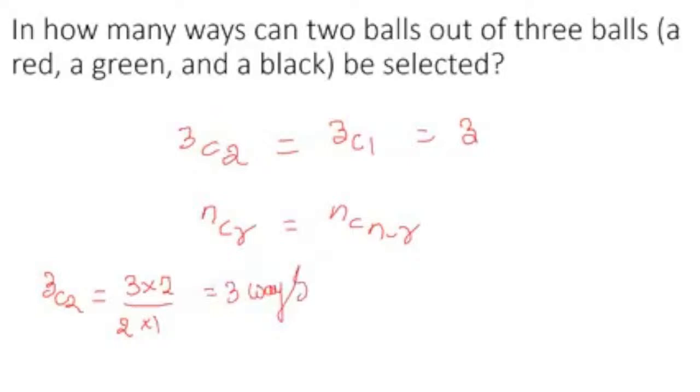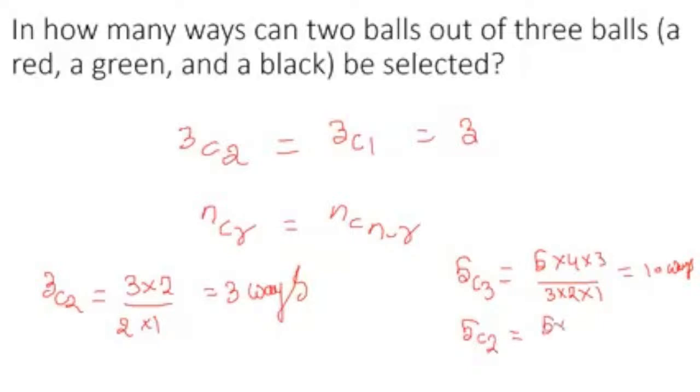Suppose 5C3 means 3 elements in descending order, 5 into 4 into 3 by 3 into 2 into 1. It should be 10 ways. So 5C3 is the same as 5C2, which means 2 elements in descending order divided by 2 into 1, which will be 10 ways. So 5C3 and 5C2 both are same here.